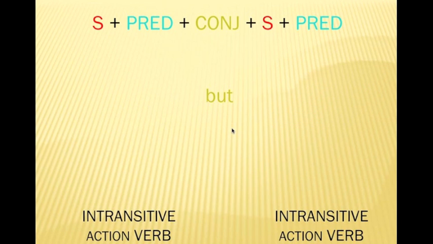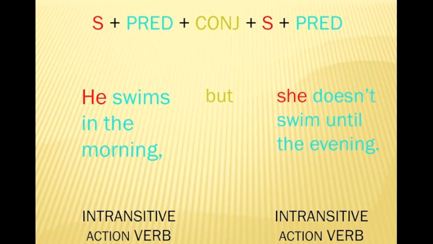Let's try another one. What happens if we make it a little longer? He swims in the morning, but she doesn't swim until the evening. Again, both are intransitive. I've just added a few more words, but in this case, again, it works. And notice I've added a comma here because now our sentence is getting a little longer.